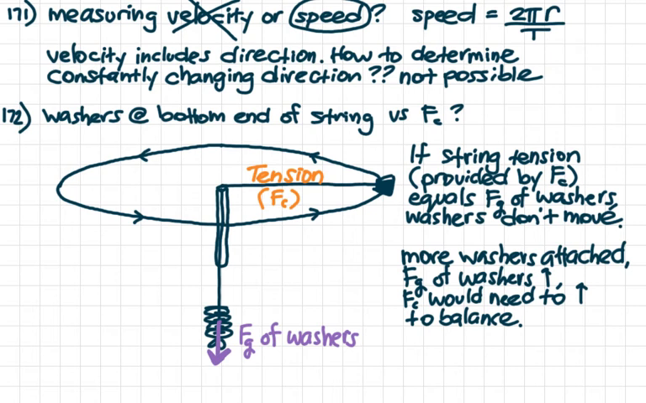So if those washers hang in place, if they don't move up and they don't move down, then the pulling force from the weight of the washers is perfectly countered by the tension in the string provided by the centripetal force. Now, the question says, what's the relationship between the number of washers and the centripetal force? If you increase the number of washers, there's going to be more weight pulling down, and so you're going to need to increase the centripetal force in order to counter that. And if you hold the radius constant and just increase the speed, then you can achieve that. But that's essentially what they're getting at in number 172.